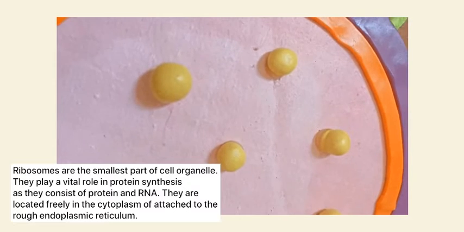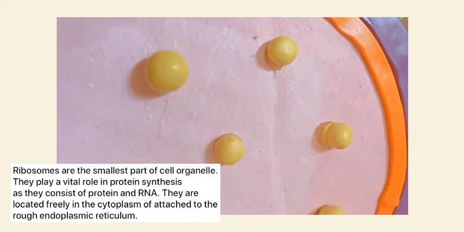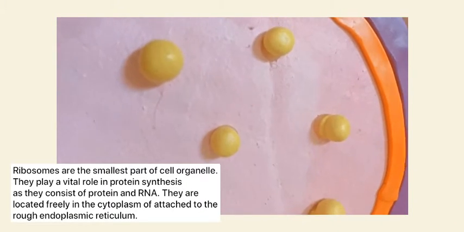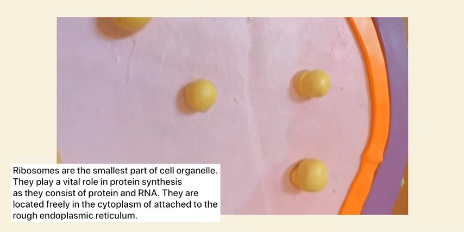Ribosomes are the smallest part of cell organelle. They play a vital role in protein synthesis as they consist of protein and RNA. They are located freely in the cytoplasm or attached to the rough endoplasmic reticulum.